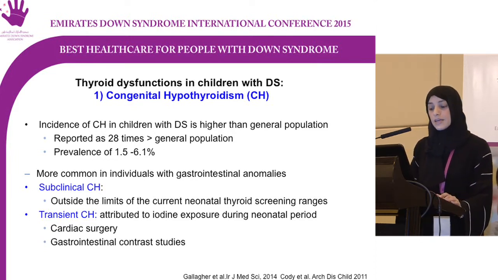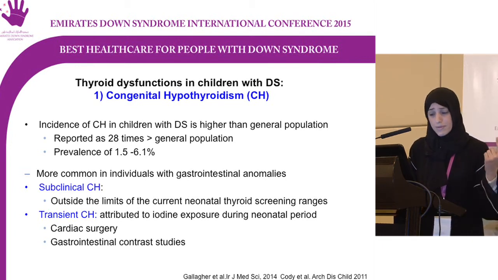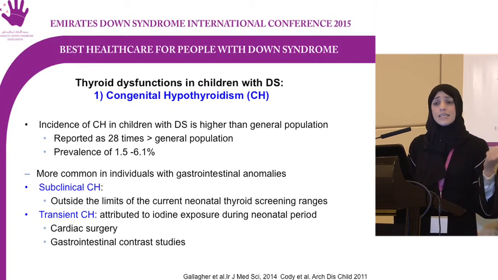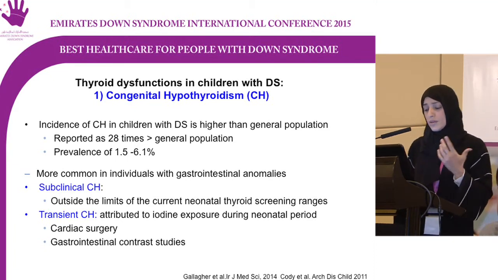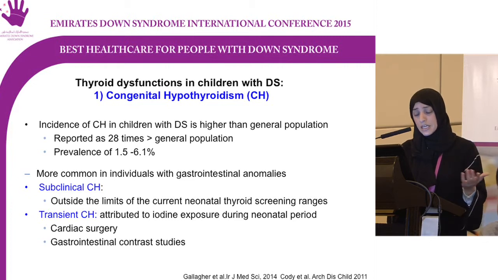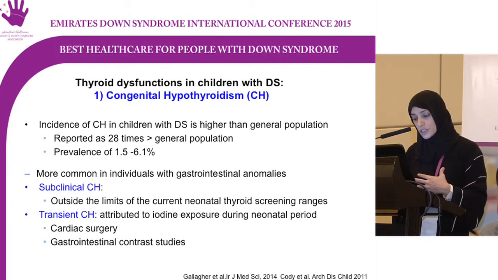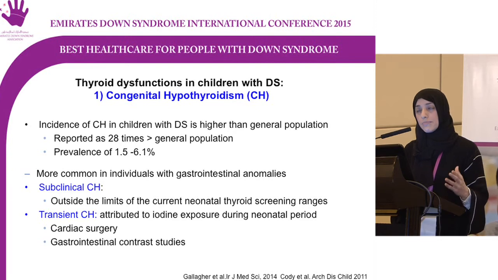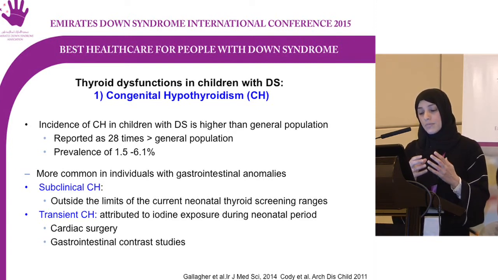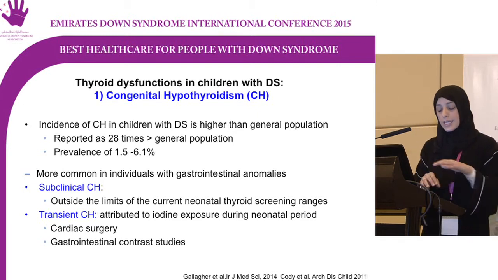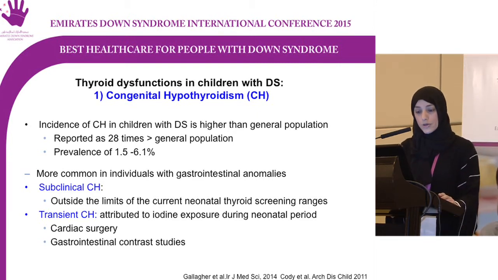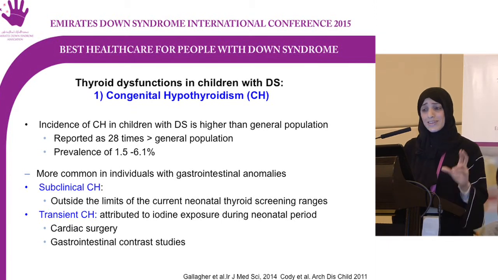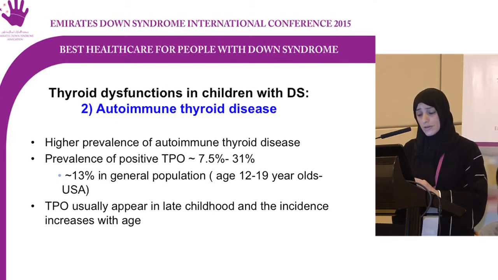The transient form of hypothyroidism also exists. If you noticed from yesterday's slides, a lot of kids have cardiac and GI abnormalities. It causes them to have more iodine exposure, and this will cause a lot of influx to the thyroid. The thyroid is going to absorb a lot of iodine, which is going to shut down their thyroid hormone production. So these kids will have a transient form of hypothyroidism.